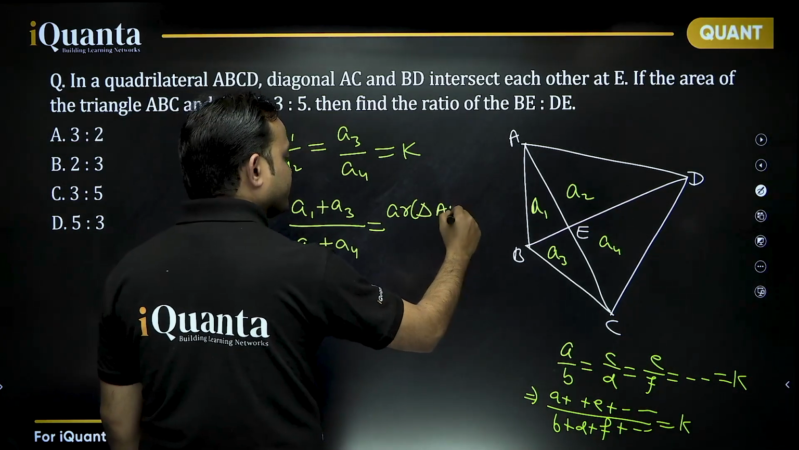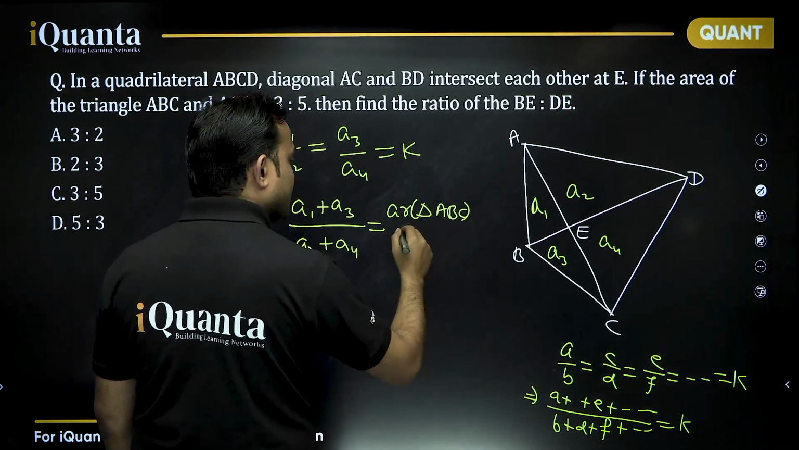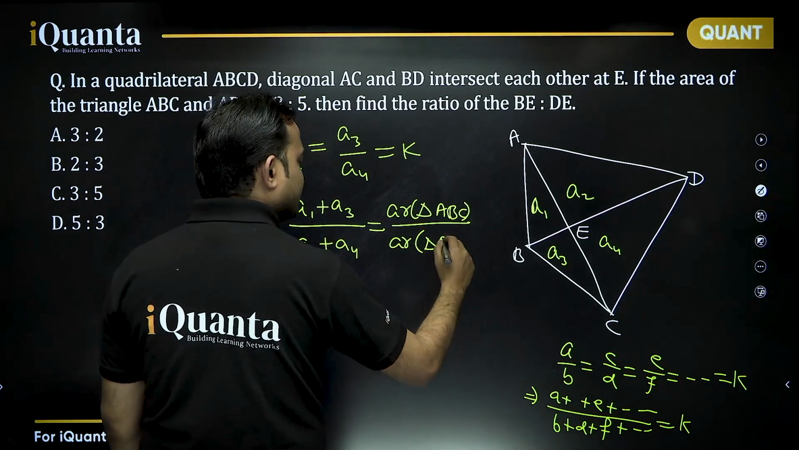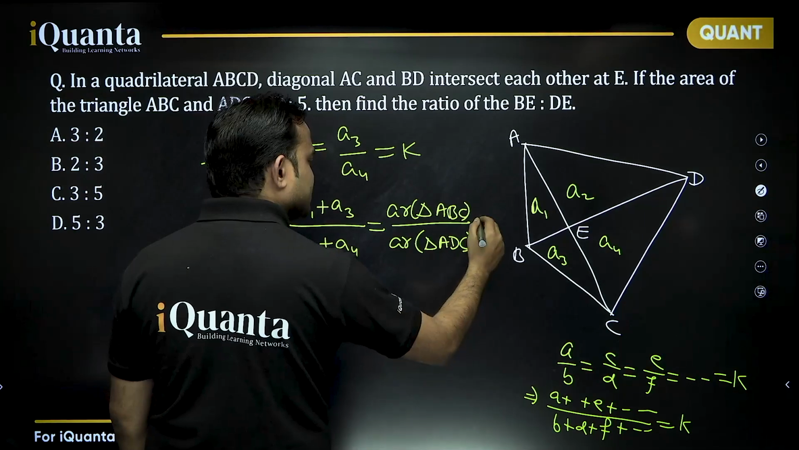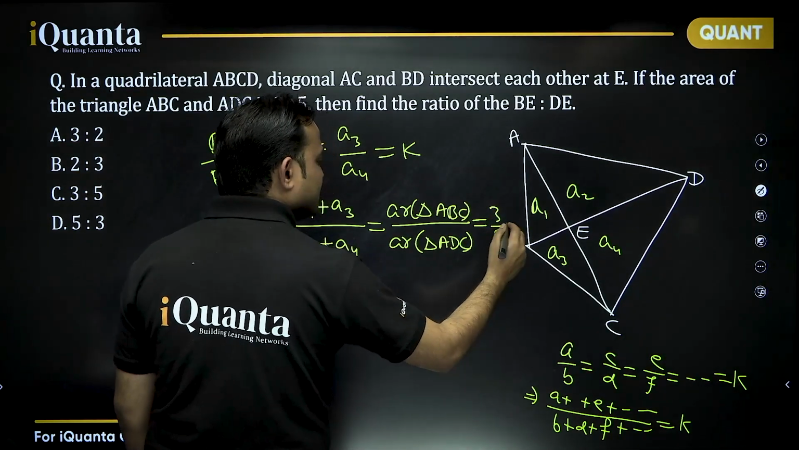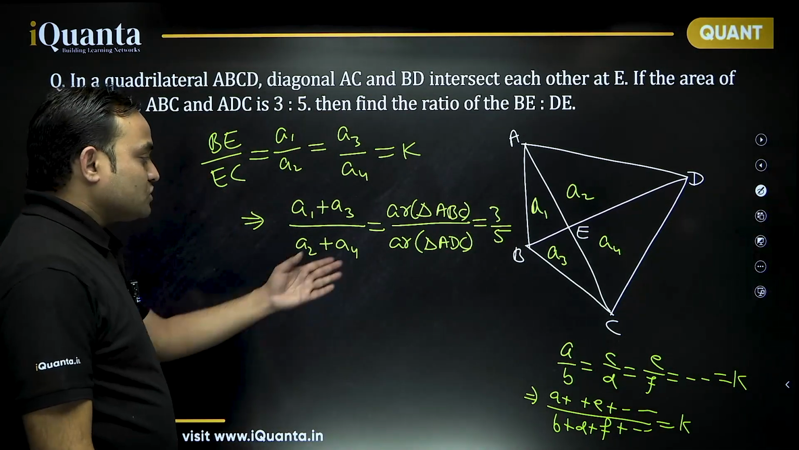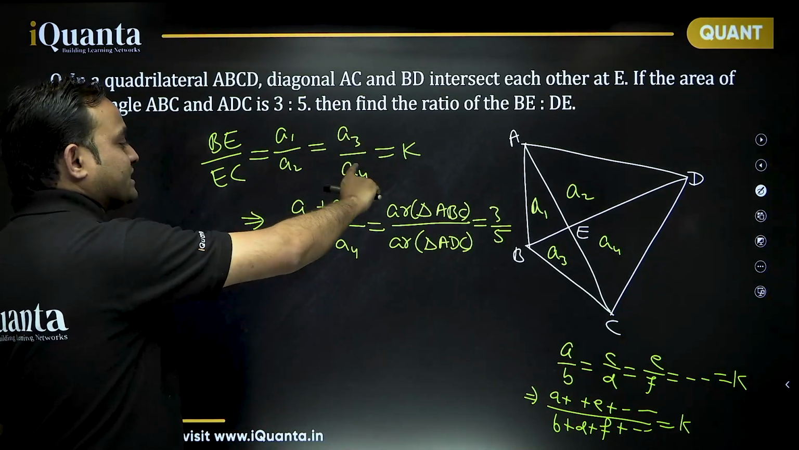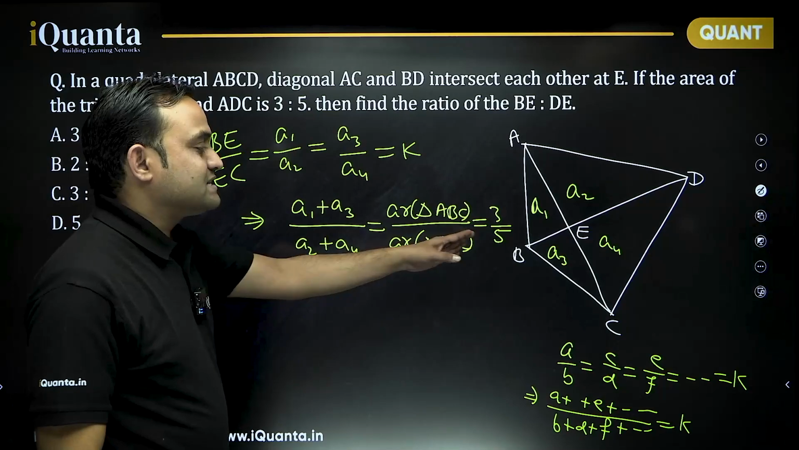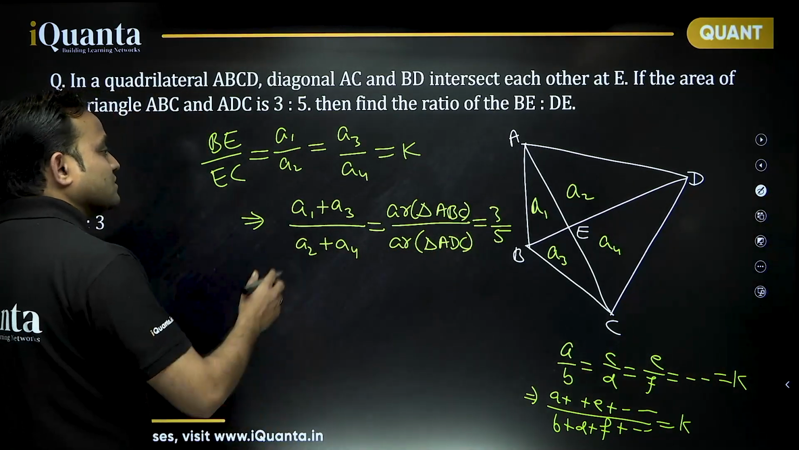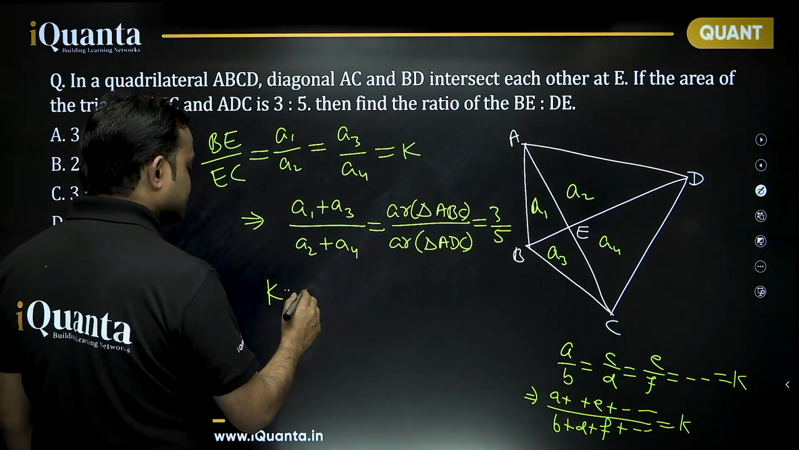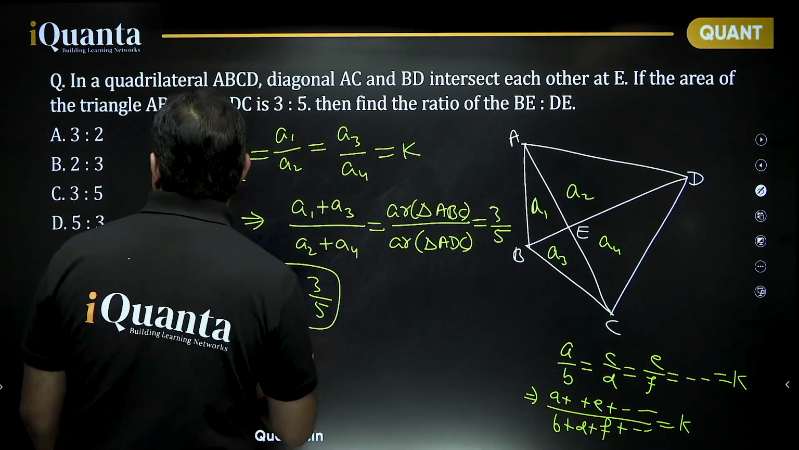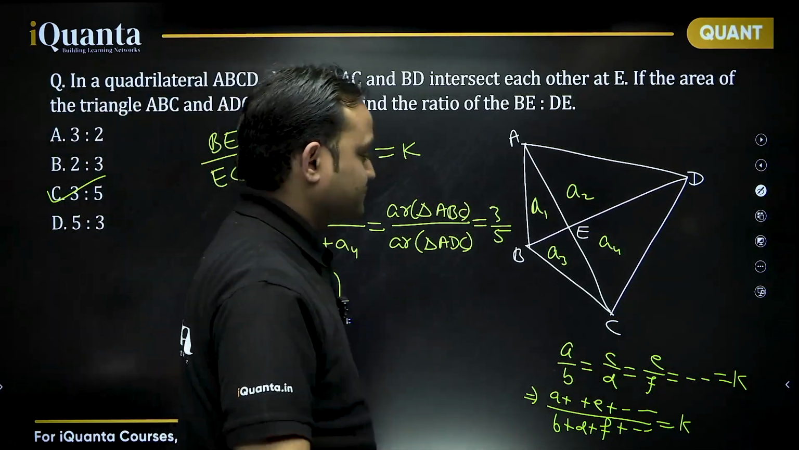So A1 plus A3 over A2 plus A4 is nothing but area of triangle ABC divided by area of triangle ADC, and that is given. This is given as 3 by 5. So this should be K, right? If this is K, adding the numerators, adding the denominators, we can say this will also be equal to K. So can we say that K is nothing but 3 by 5? And our answer is option C.